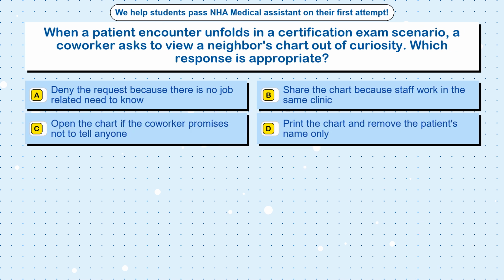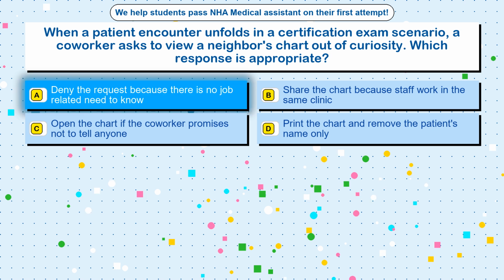Question 11. When a patient encounter unfolds in a certification exam scenario, a coworker asks to view a neighbor's chart out of curiosity. Which response is appropriate? Option A. Deny the request because there is no job-related need to know. Option B. Share the chart because staff work in the same clinic. Option C. Open the chart if the coworker promises not to tell anyone. Option D. Print the chart and remove the patient's name only. The correct answer is option A.